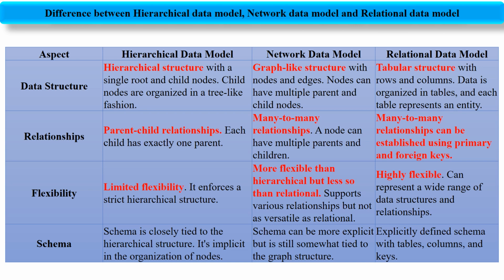Second point is the relationships. Hierarchical data model. Parent-child relationships. Each child has exactly one parent. Network data model. Many-to-many relationships. A node can have multiple parents and children. Relational data model. Many-to-many relationships can be established using primary and foreign keys.